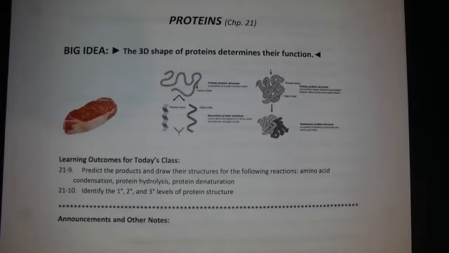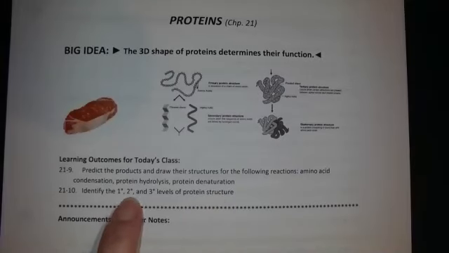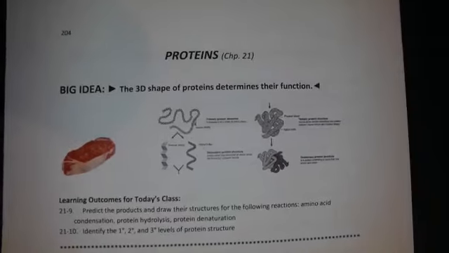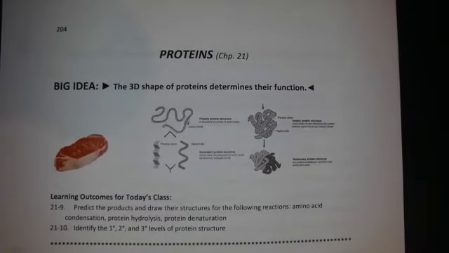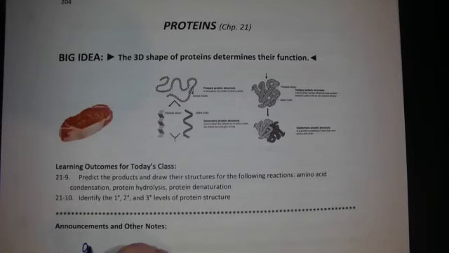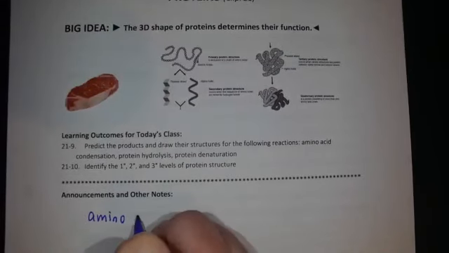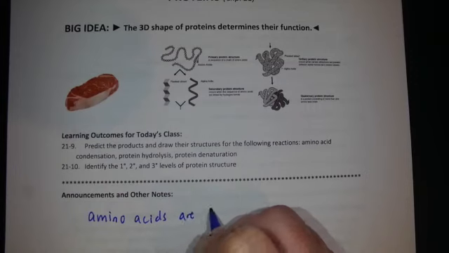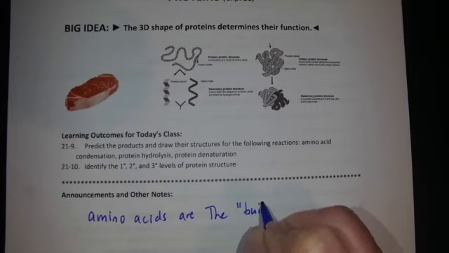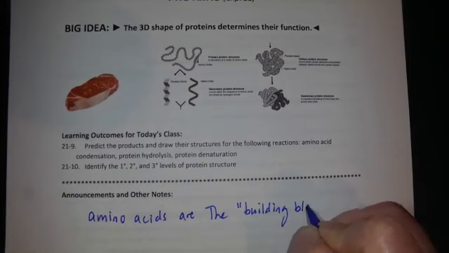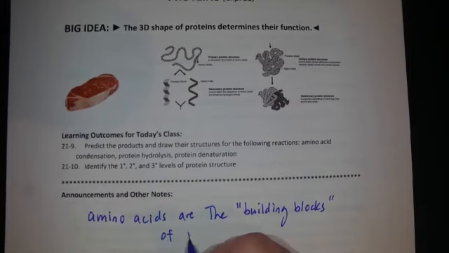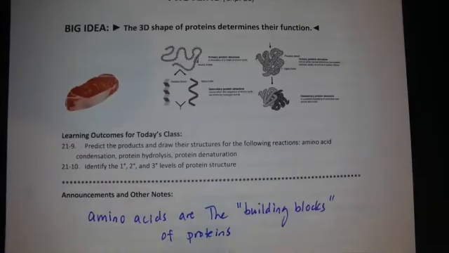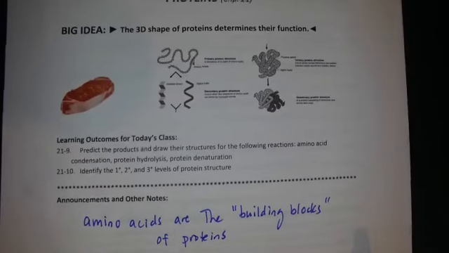So a little bit about reactions. We will also look at the structure of proteins, specifically the primary, secondary, and tertiary levels of protein structure. To get started, I'd like to remind you what we said in the previous video, which was this: amino acids are the building blocks of proteins. That idea will help make sense of these reactions we're about to look at, amino acids undergoing condensation.